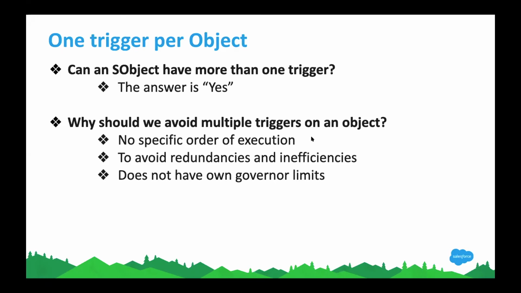This is to avoid redundancies and inefficiencies, because you might need to iterate. For example, you have two triggers on a contract. For the first trigger you will put a for loop on the new trigger list that you got, and the same will be happening in the second as well if needed. So this is a waste of time. This will hit the governor limits, and you will have redundancy of code between these two triggers. So keep it simple, keep it clean, have one trigger per object, and use handler methods to handle it.